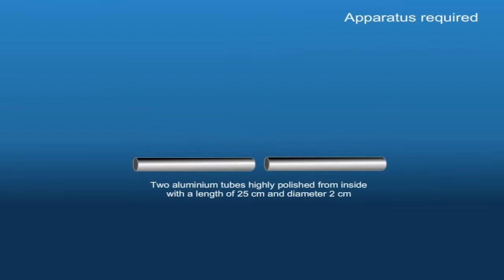To verify the laws of reflection of sound. Apparatus required. 2 aluminium tubes, highly polished from inside, with a length of 25 cm and diameter 2 cm. 2 toothpicks. Sellotape.